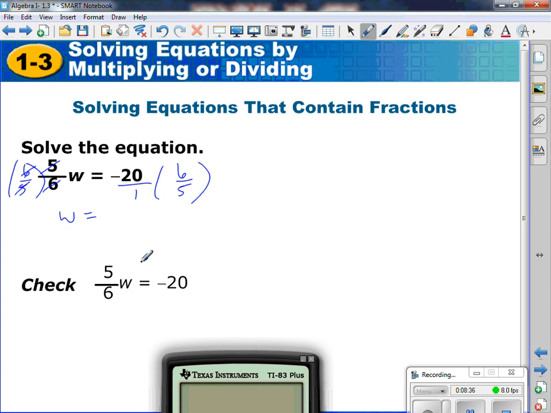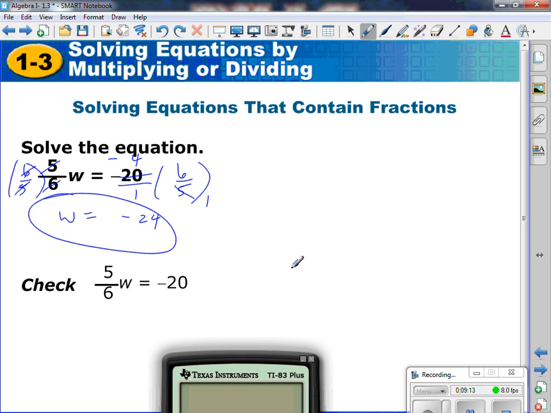Can I do any simplifying? Look again. What can be simplified? The negative 20 and the 5. What goes into both? 5. 5 goes into 5 once. 5 goes into 20 four times. What's negative 4 times 6? Negative 24. What's 1 times 1? 1. It's actually negative 24 over 1, which is just negative 24 is your answer.